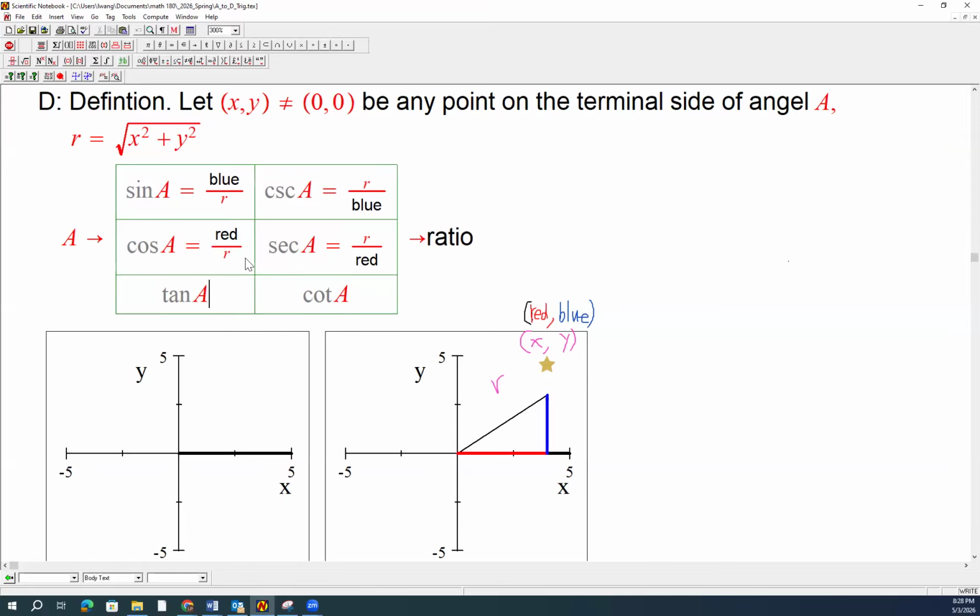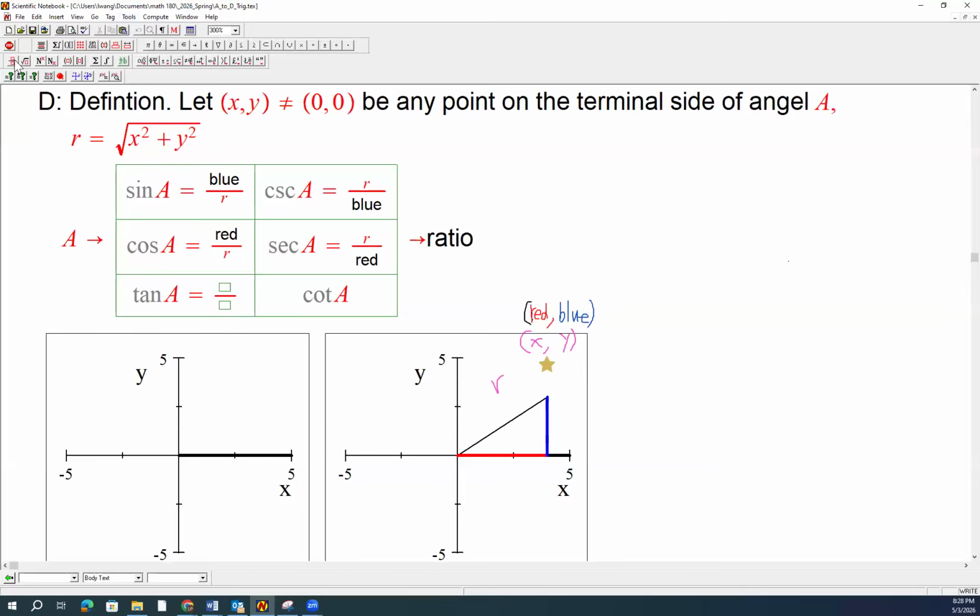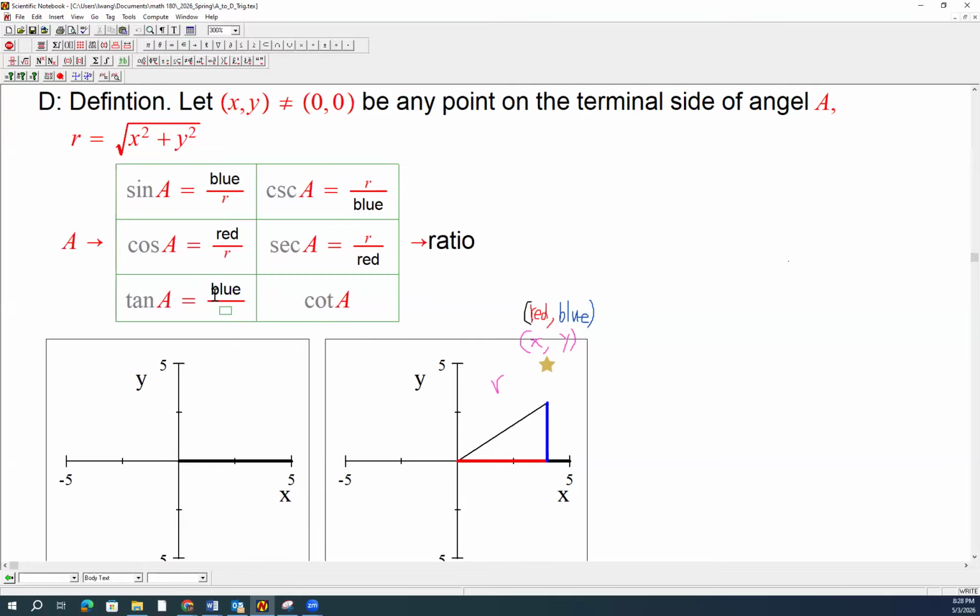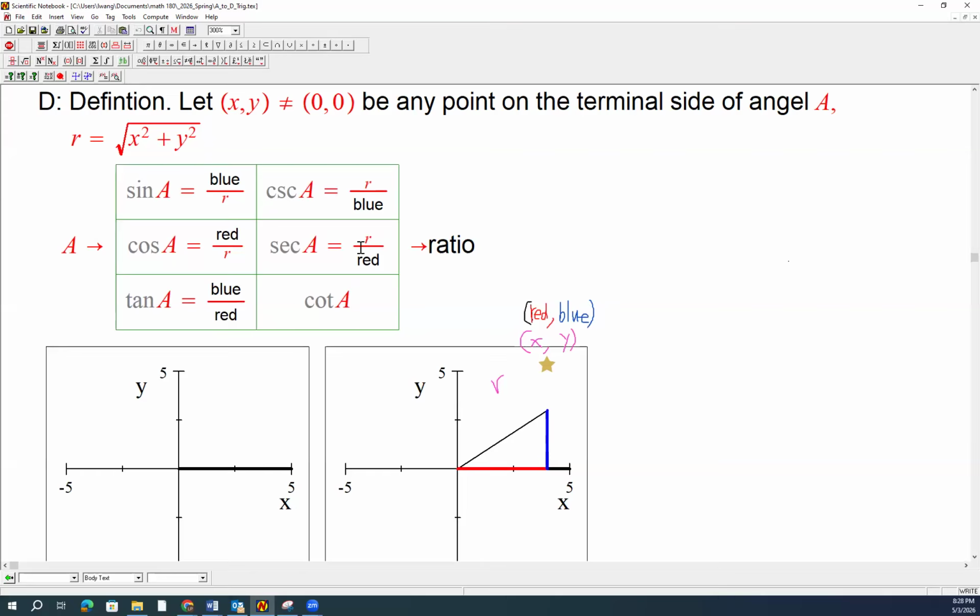Okay? Tangent is blue over red. And a cotangent is red over blue.